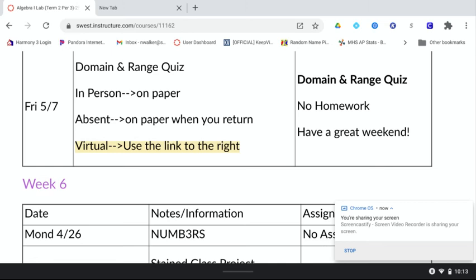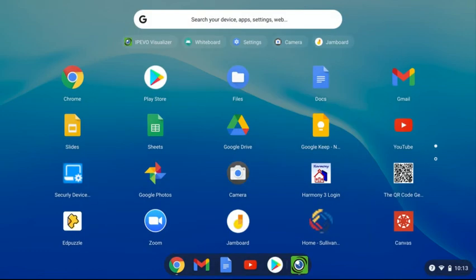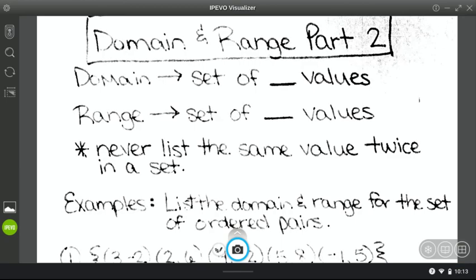All right, so this is our second day of domain and range. You guys will have an assignment over this in just a little bit, and then it'll be due on Thursday. But just to review from yesterday, can you guys tell me what is domain?